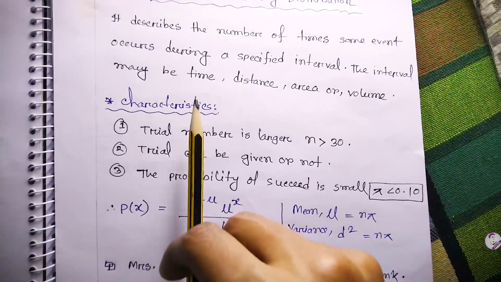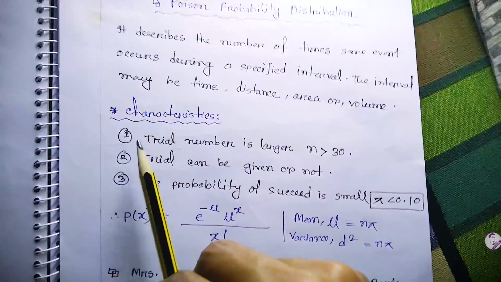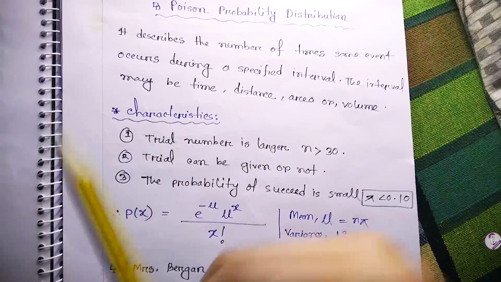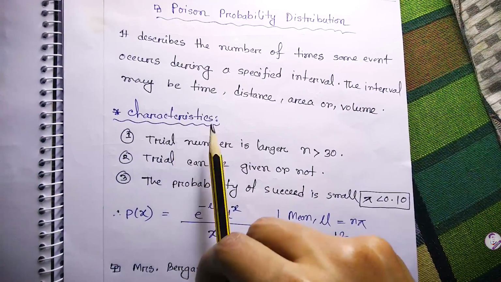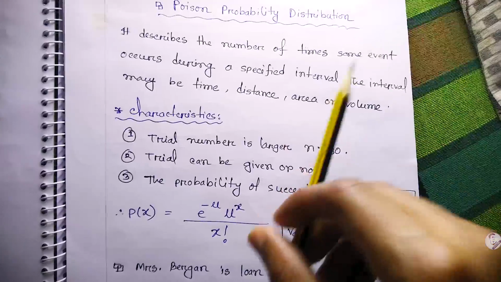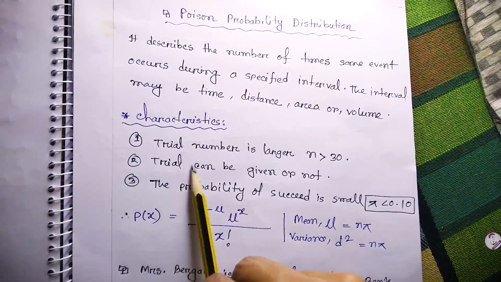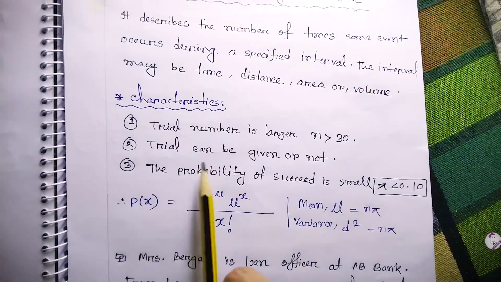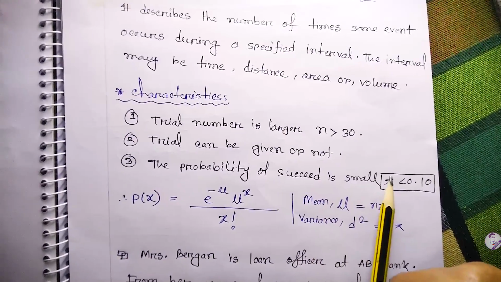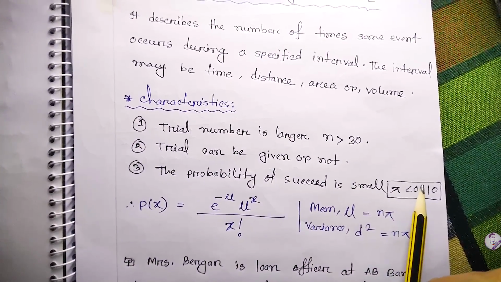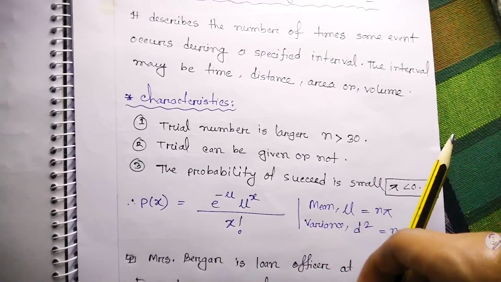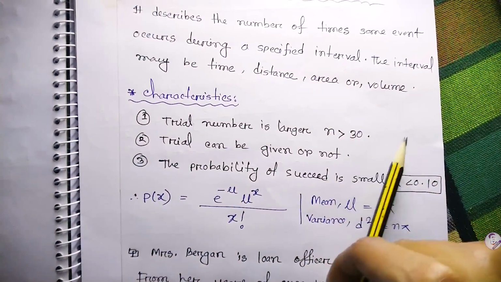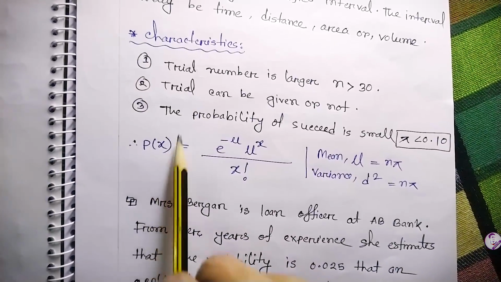When are we going to use the Poisson probability distribution? First, when the trial number is larger than 30. When it is smaller than 30, use another method. There is also a condition where the trial number may or may not be given in the question. The third condition is that the probability of success is small, which is pi less than or equal to 0.10, which is a very small probability, 10%. These two conditions are very important: your probability of success is less than 10% and your trial number is greater than 30.